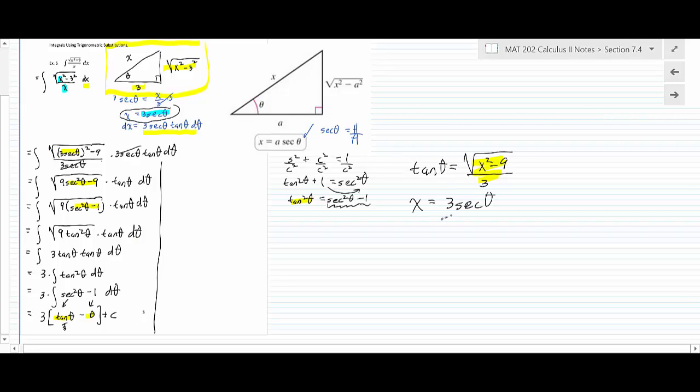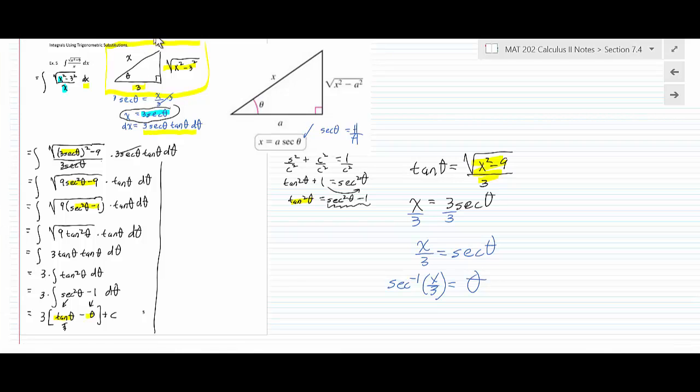Now, divide both sides by 3, so you'll have x over 3 equals secant theta. Can you tell me what theta is now? It's the inverse secant, right? You're doing an inverse secant of both sides. You can do that in your head. So when you do the inverse secant of both sides, you get inverse secant of x over 3 is equal to theta.